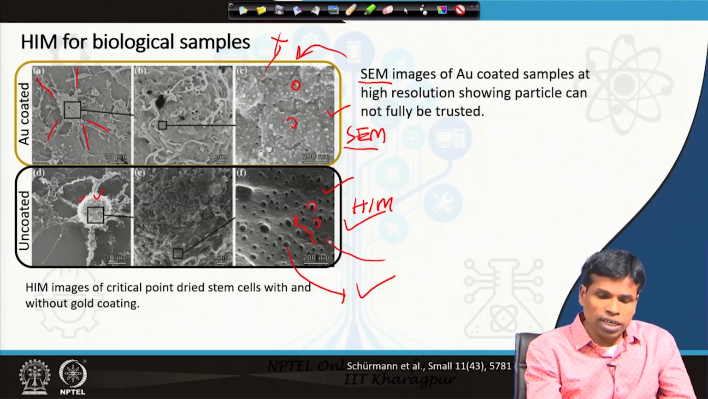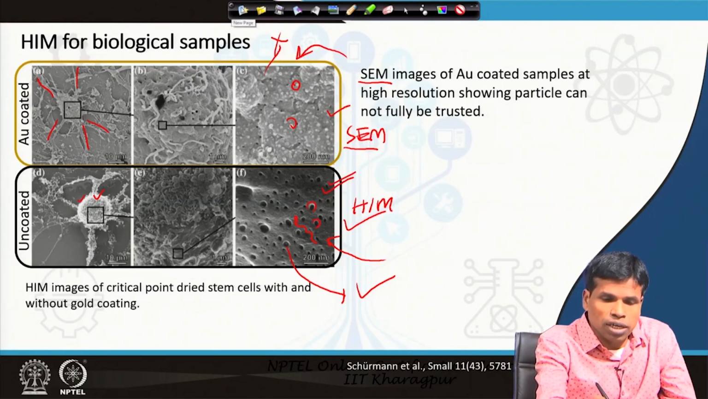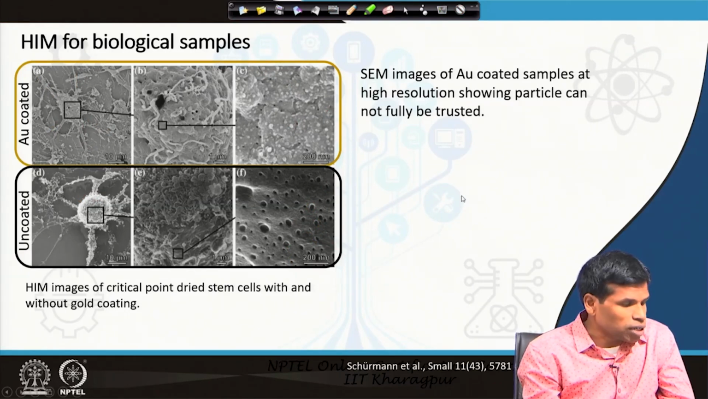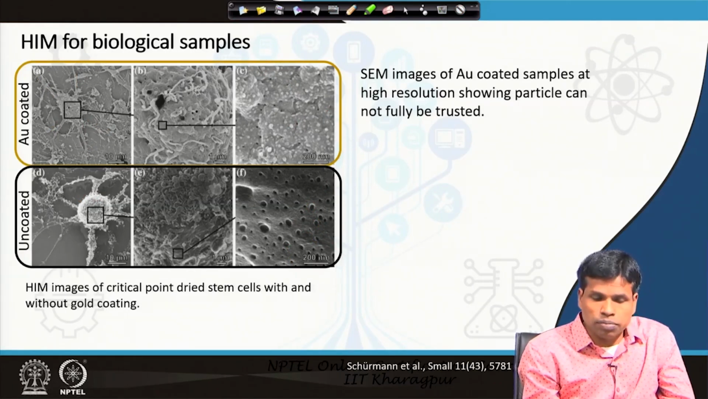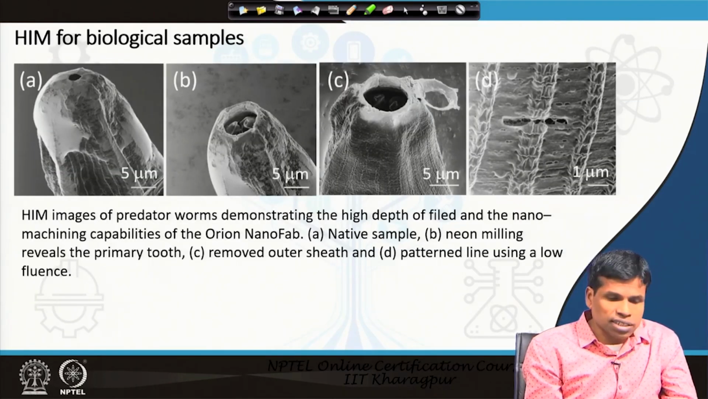On the other hand, we can see a clear surface image using the helium ion microscope, without any distortion, and the correct features are what we are seeing in the helium ion microscope. This is the advantage of the helium ion microscope for studying biological samples, therefore it can be more trusted.